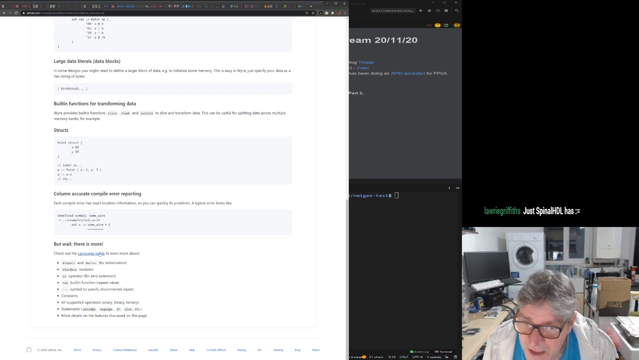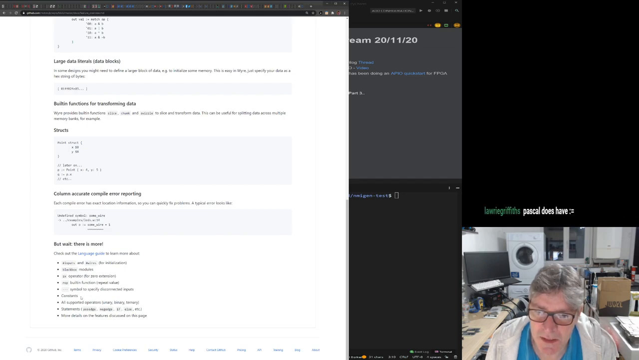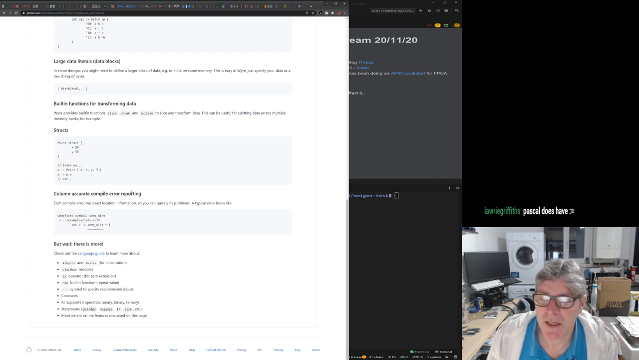So what else did he say? Finally here, check out the language guide, learn more about it. You have inputs, wires for initialization, black box module, ZX operator for zero extension. Rep built-in function for repeat value. Triple hyphen symbol to specify disconnected inputs. Okay. Constants, all supported operators are unary, binary, ternary. Statements, pos, edge, if, else, etc. More details on features discussed on this page.